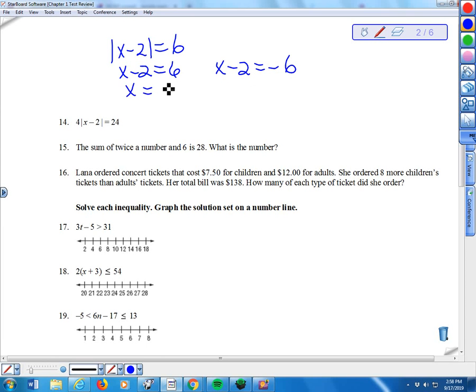X equals 8, x equals negative 4. Okay, the sum of twice a number and 6 is 28. What is the number? Subtract 6, 2x equals 22, x equals 11.